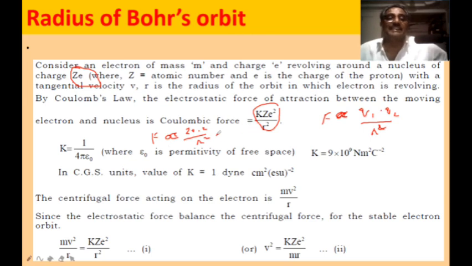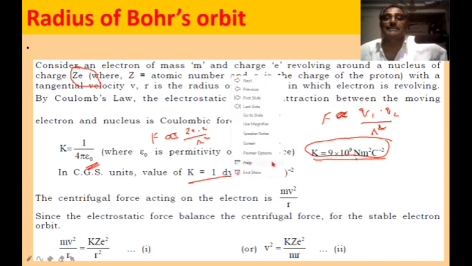In SI, the k value is 1 by 4 pi epsilon 0, where epsilon 0 is the permittivity of free space, and in the SI system its value is 9 into 10 to the power of 9 Newton meter square per Coulomb square. Whereas in the CGS system, the value of k is equal to 1 dyne centimeter square per esu square.